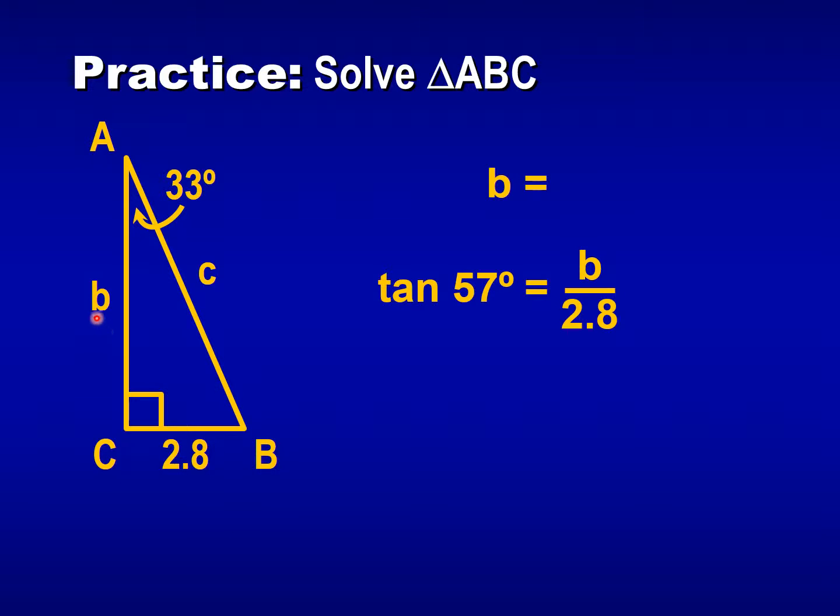B is going to be opposite and 2.8 is going to be adjacent. So tangent of 57 is opposite B over adjacent 2.8. So now when we solve for B, all we have to do is multiply both sides by 2.8. So B is 2.8 times tangent of 57. In our calculator, that tells us that is approximately 4.3.